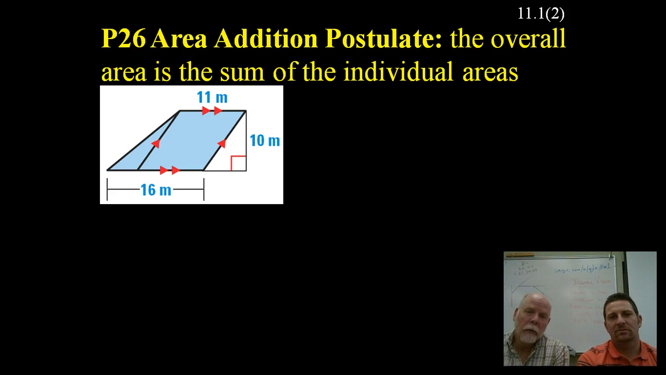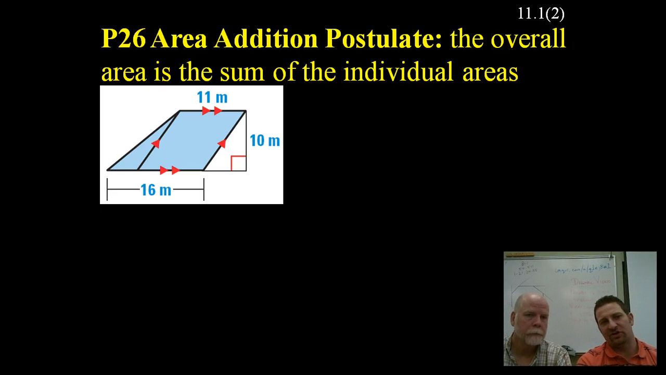And so you just need to be aware of the fact that you can do that. So if we have some weird shape, as long as we can break it up into shapes that we know how to find the area of, then we just add all those areas together, and that equals the area of the entire shape. And so that's the area addition postulate, is what says that we can do that. I like to call those composite shapes because it's a couple of things put together.